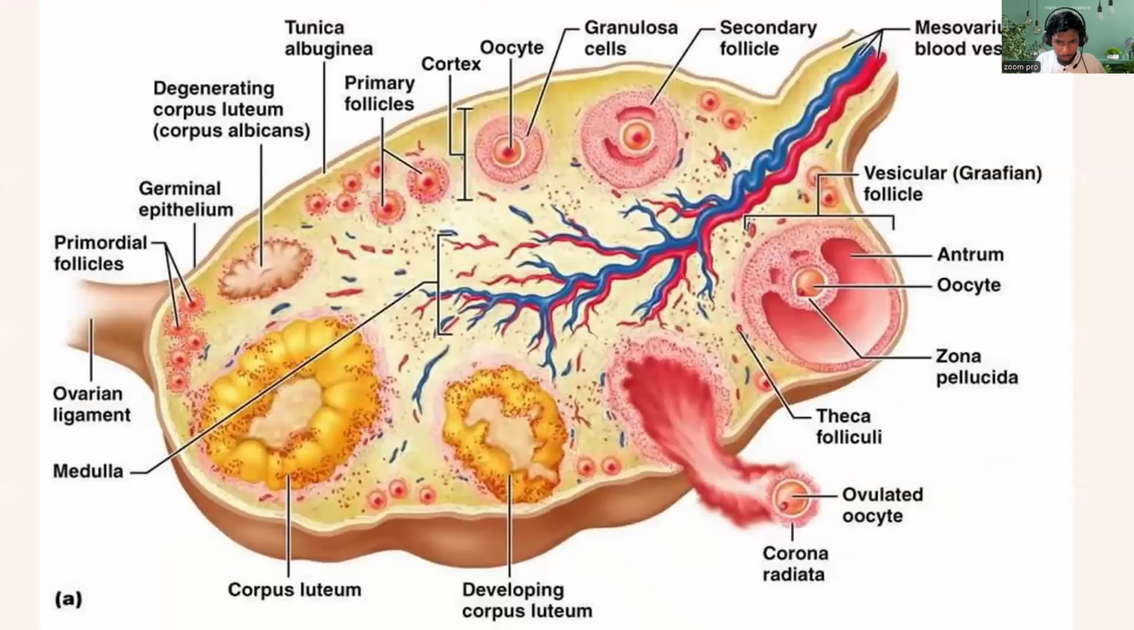Here are the 3-4 stages. There's no need to memorize all the names, just memorize these names. Primary follicles. From the primary follicle, the Graafian follicle is formed. From the Graafian follicle, what happened?